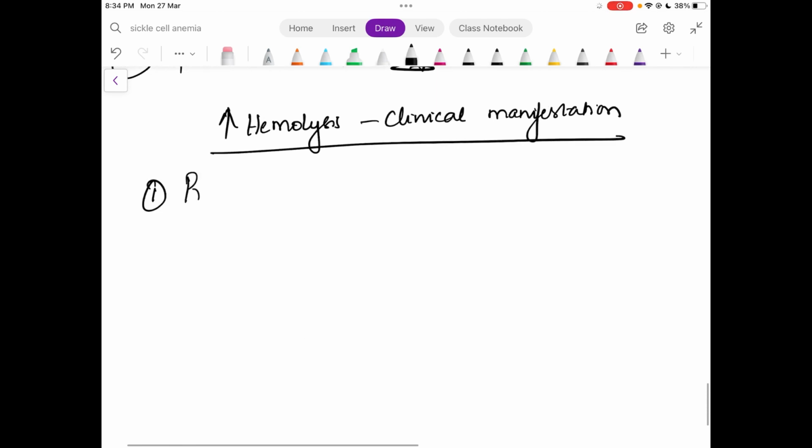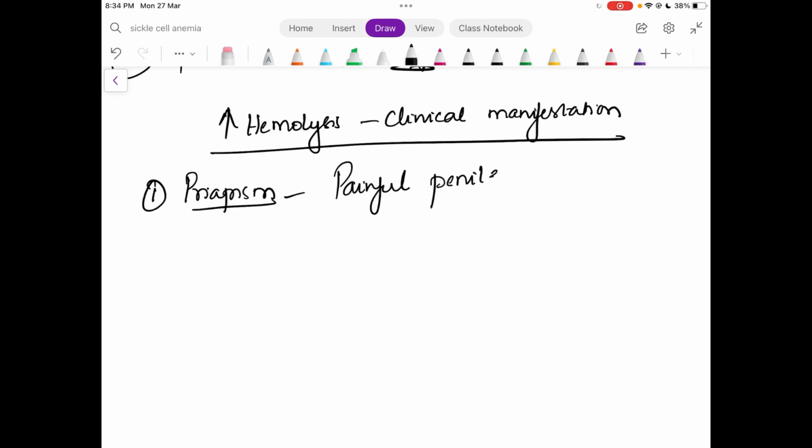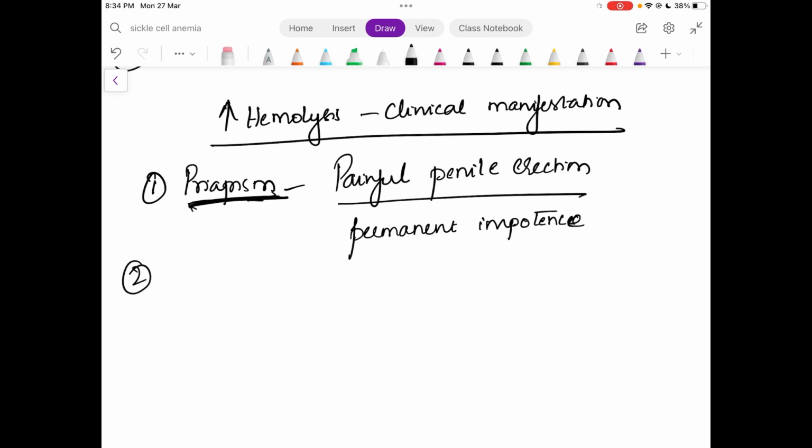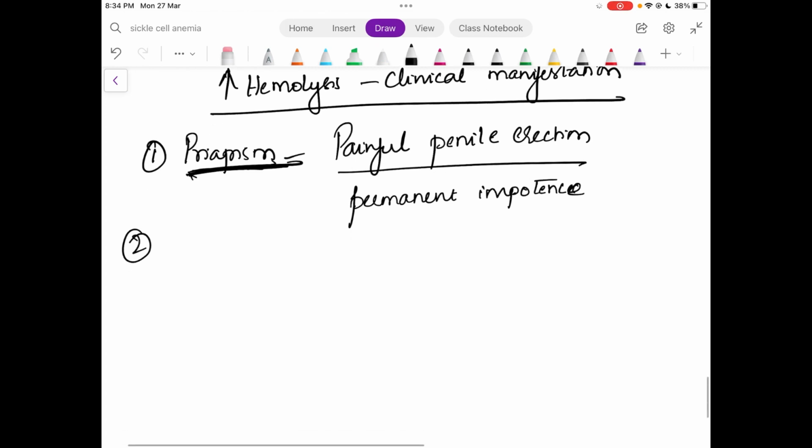Patient will have priapism, that is painful penile erection, and they will have permanent impotence. These are the two symptoms which are seen in the chronic conditions. This priapism is seen in chronic sickle cell anemia.